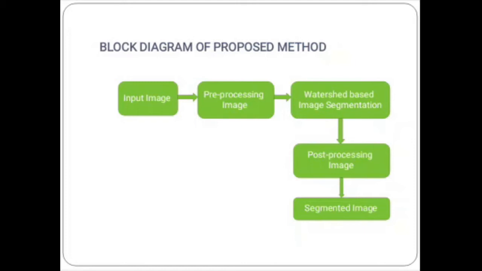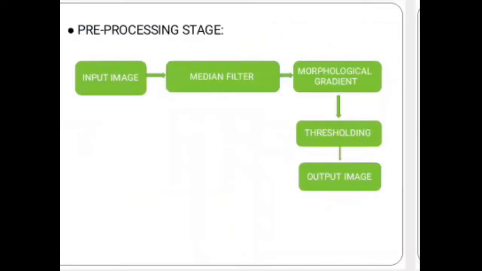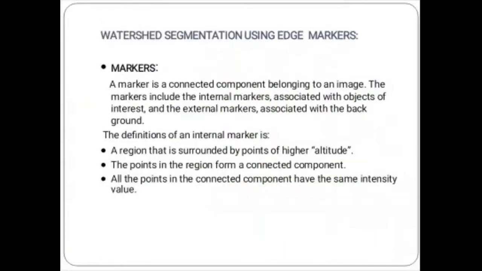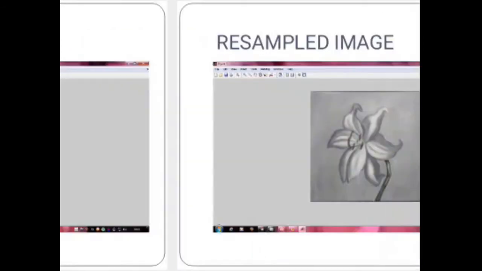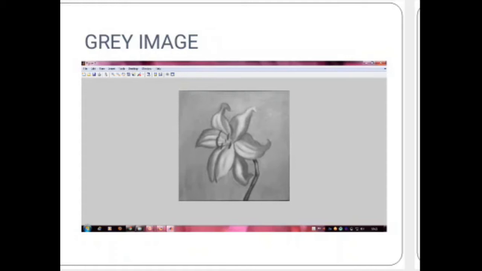I am going to explain using the output image. This is my original image and this is my gray level image. Whenever the image is taken, we have to convert it into gray level for processing.